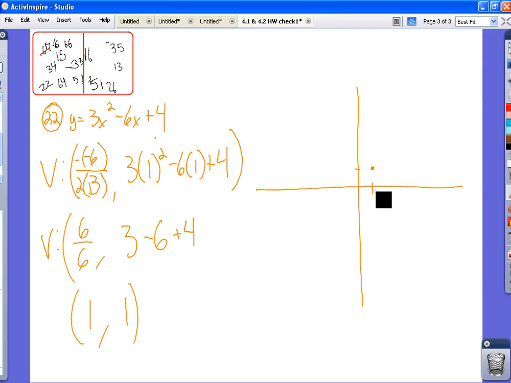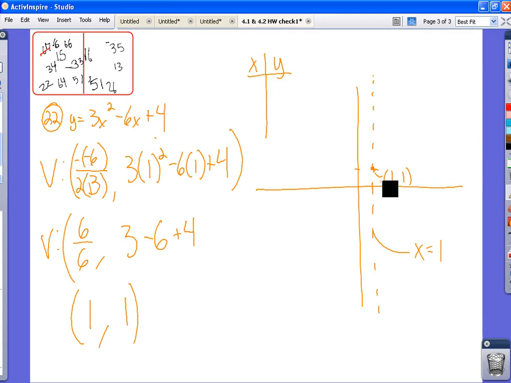They said label the vertex. So I'll label it 1, 1. Little arrow to it. Axis of symmetry right through the vertex. That's x equals 1. That's the equation of that line. And now we just need a couple more points. 1 and 3. I think 1 and 3. Well, 1's already done, right?